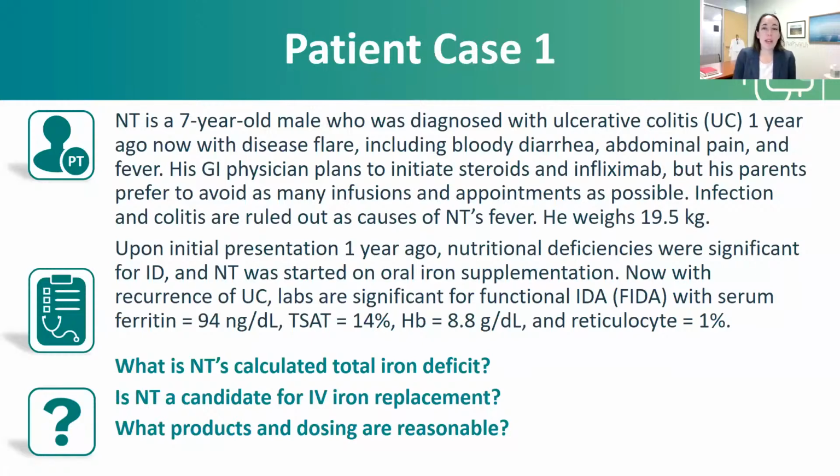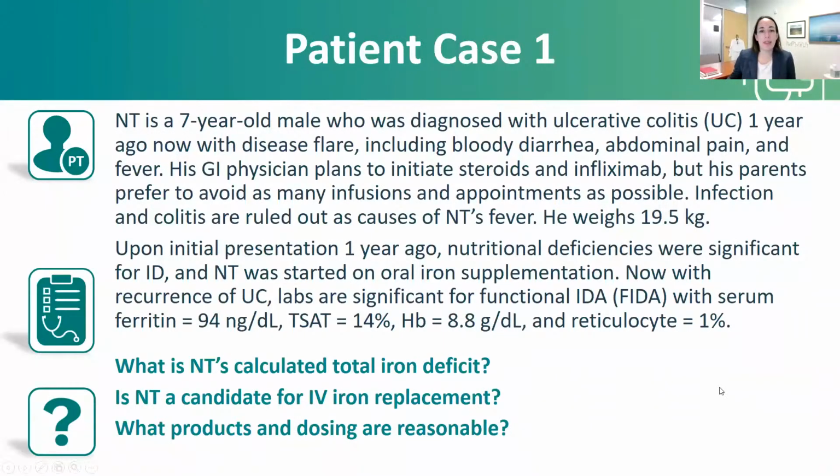When he presented a year ago, his nutritional deficiencies were significant for iron deficiency, and he started on oral iron supplementation. And that has been completed. Now with the recurrence of his ulcerative colitis, his labs are significant for a functional iron deficiency. His serum ferritin is 94, his transferrin saturation is 14%, his hemoglobin is 8.8, and his reticulocyte count is 1%. So some of the things we think through with this case are, what is NT's calculated total iron deficit? Is he a candidate for IV iron replacement? And what products and dosing would be reasonable for him?